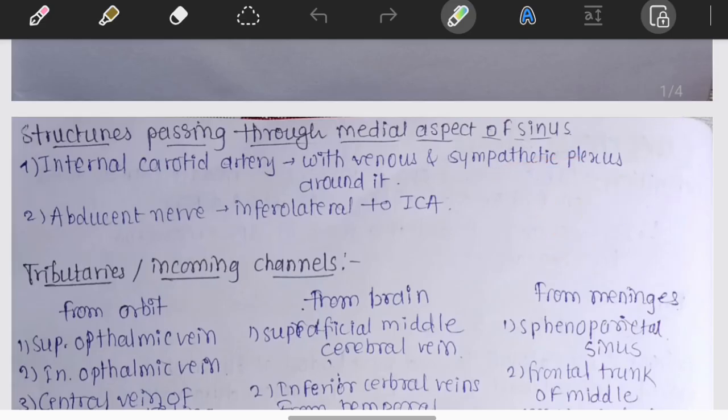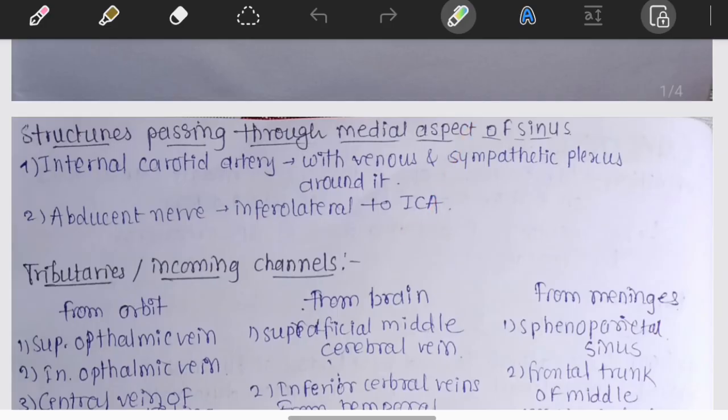Second one is the abducent nerve, running just inferolateral to the internal carotid artery. It supplies only one muscle, that is the lateral rectus muscle. Its job is simple: it abducts the eye. Whenever you look sideways, you are using your lateral rectus muscle.